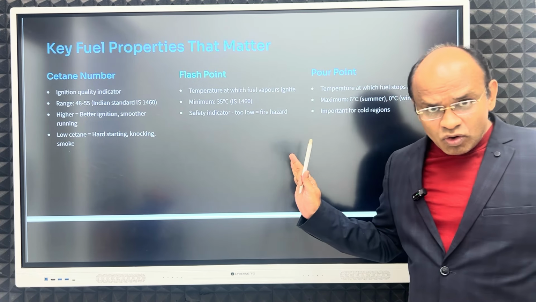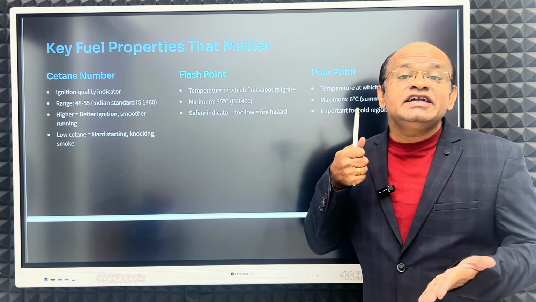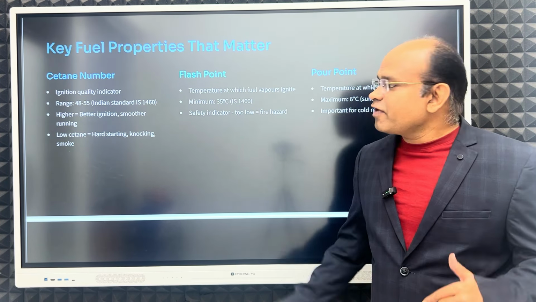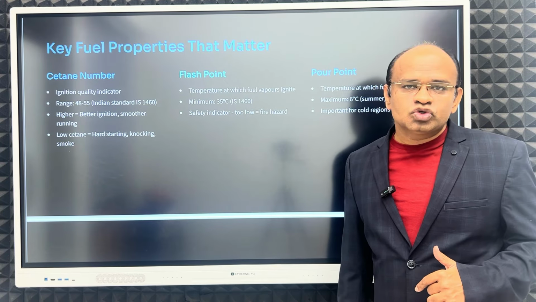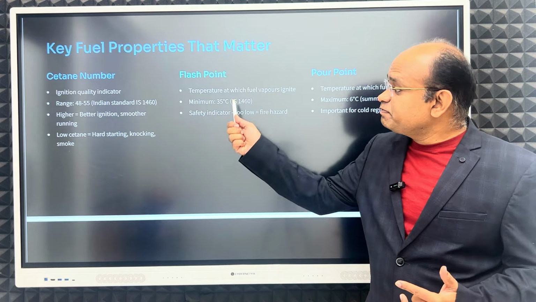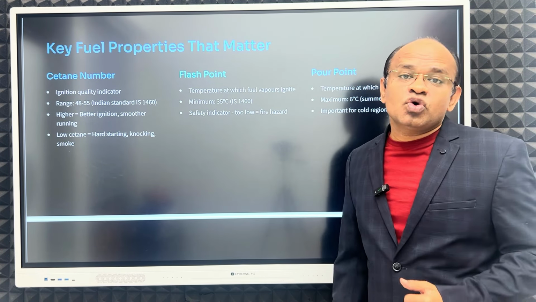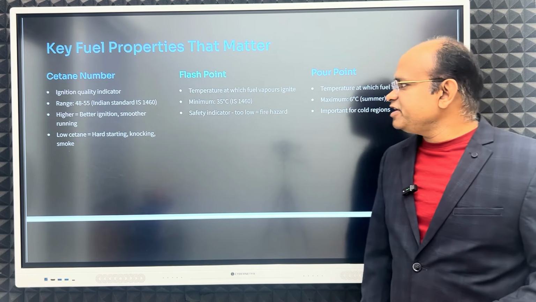It should not be low. Also, it can ignite the fuel early in the stroke if the flash point is low. So that is also important. In our 4-stroke cycle, we have seen this flash point is very much important so that the proper power stroke will happen at the right moment.